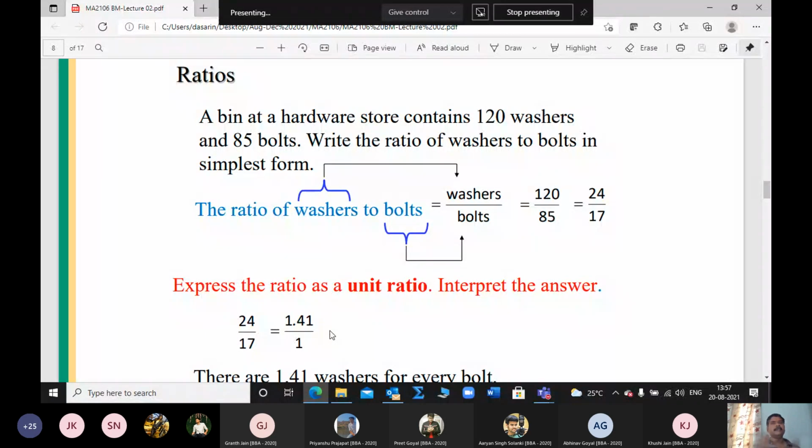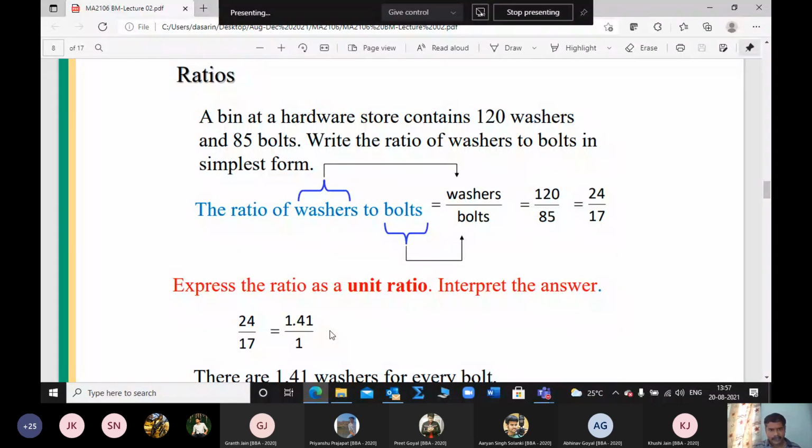If you have any number, it may be 100 or 125 or any other number, and you divide that number by 1, the answer is going to be that number only. 100 divided by 1 is 100. 125 divided by 1 is how much? 125. Similarly, 1.41 divided by 1 is also going to be 1.41.